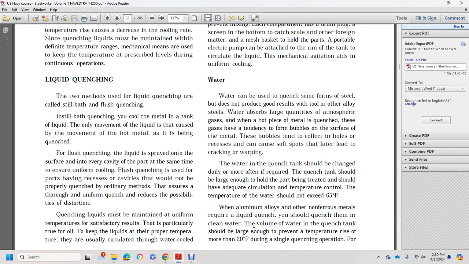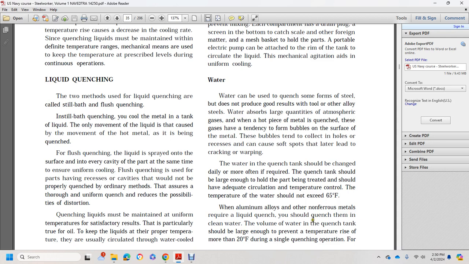This can lead to cracking and warping. Warm water in the quench tank should be changed no more often than is required. The quench tank should be large enough for the whole of the part being treated, but it should have adequate circulation and temperature control. The temperature of the water should not exceed 65 degrees Fahrenheit.